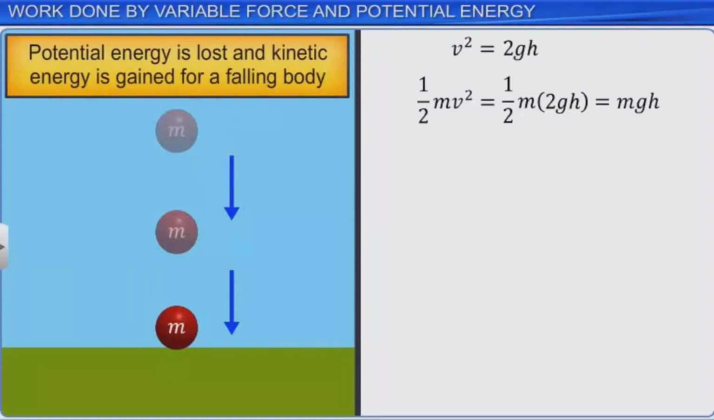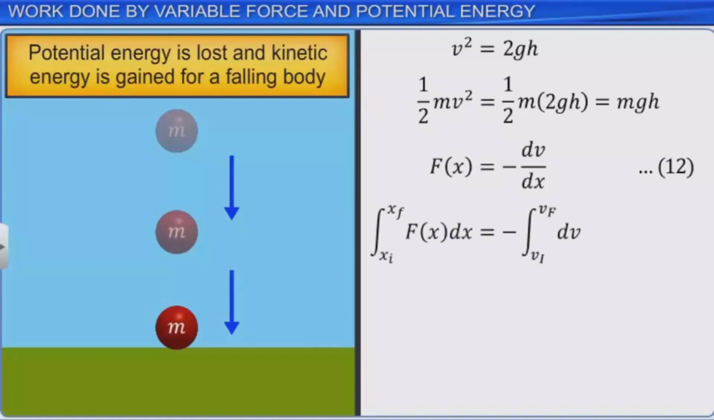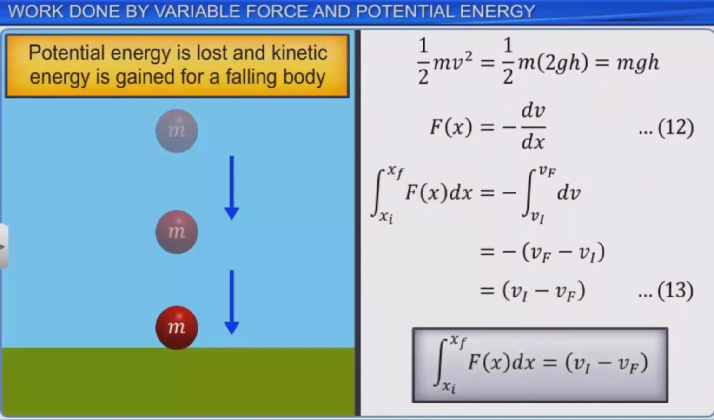Mathematically, the potential energy V(x) is defined for any force F(x), which can be written as F(x) = -dV/dx, shown by expression 12. Integrating on both sides of the expression within the limits of initial position xi and final position xf, and on simplifying, we get minus of (Vf - Vi). On further simplification, we can arrive at the conclusion as shown in equation 13. The integral of F(x) dx within the limits xi and xf is equal to Vi - Vf.